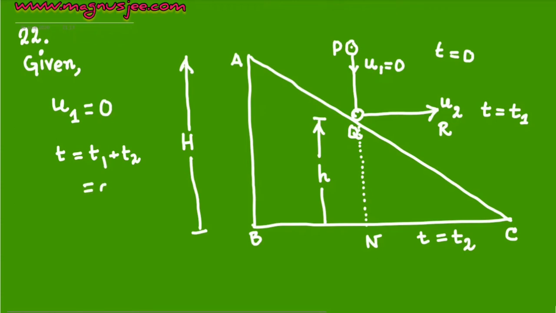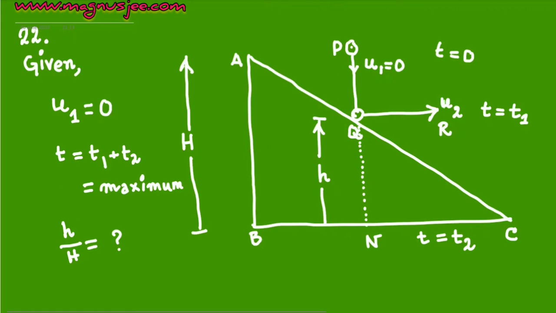That is, total time taken by the body to travel from P to N is T1 plus T2, and according to the question, the sum of these two times, T1 plus T2, will be maximum. And also we have to find the ratio of the two heights: small h by capital H equals question mark.